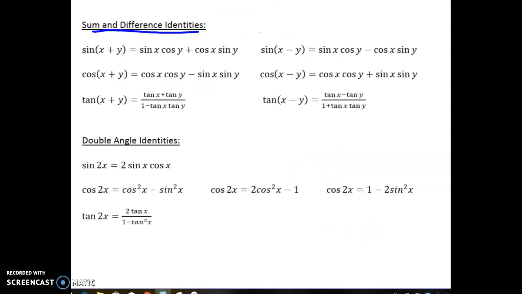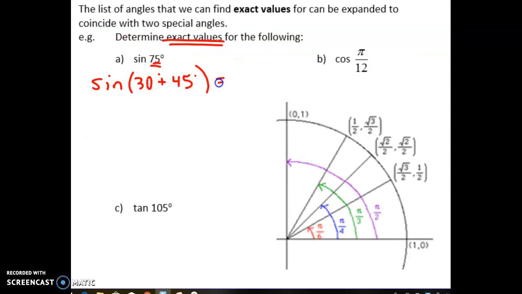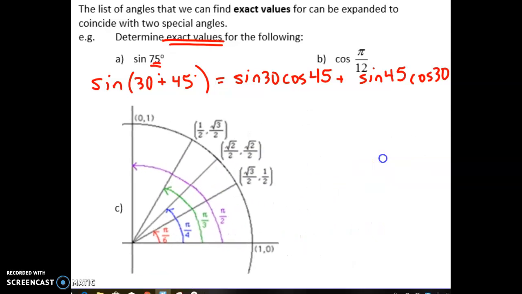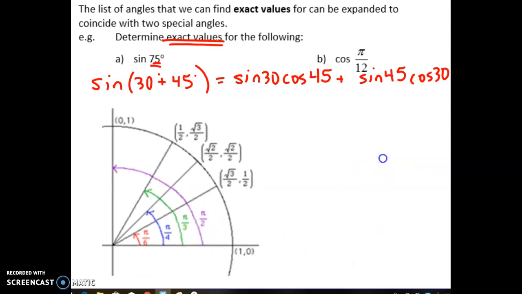Now when I look at my identity sheet, I see that sine x plus y can be rewritten as sine x cos y plus cos x sine y. So I'm going to expand this by writing sine 30 cos 45 plus sine 45 cos 30. So just following the pattern from the identity. So our next step then is we're actually going to trade these with their exact values.